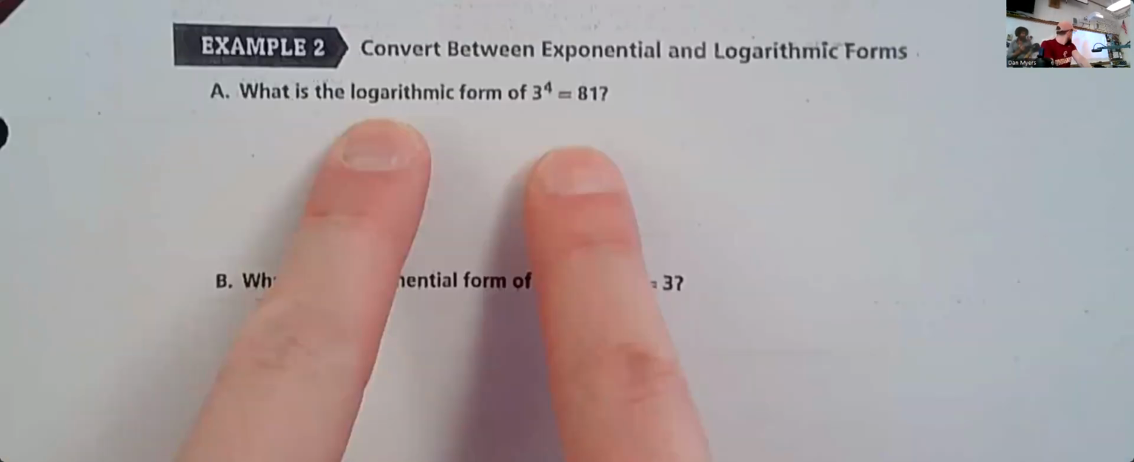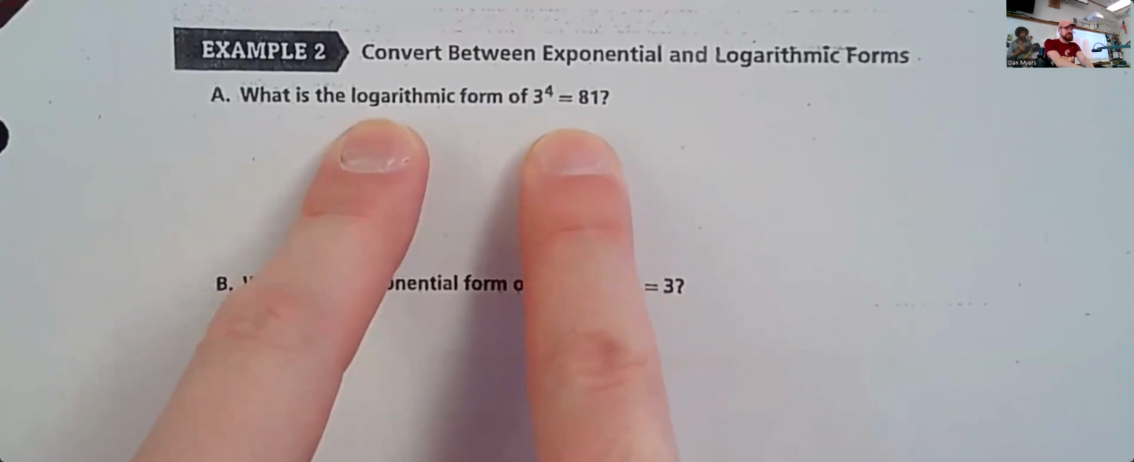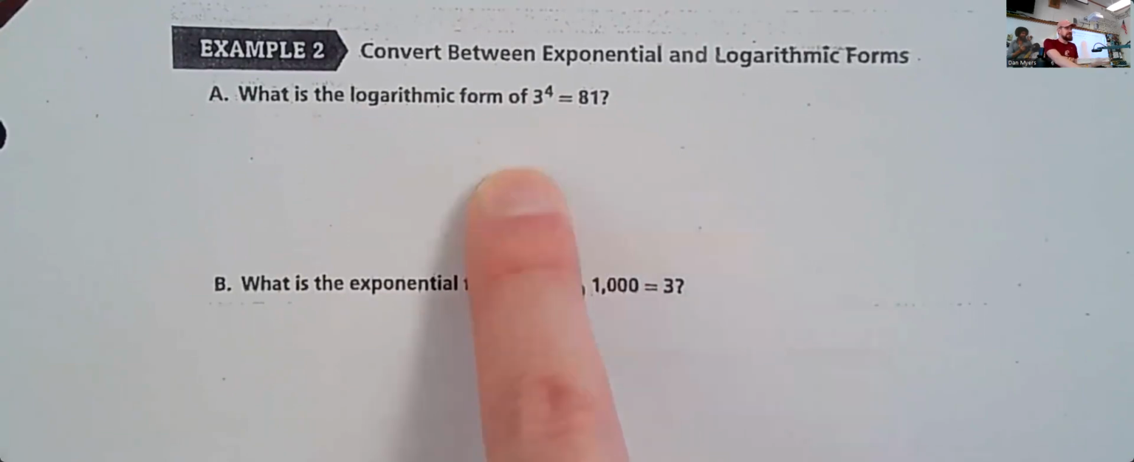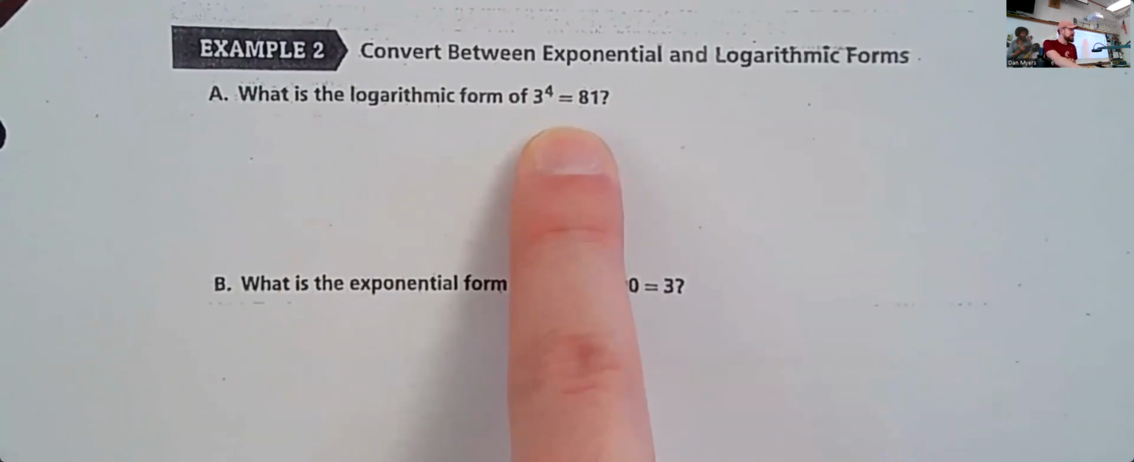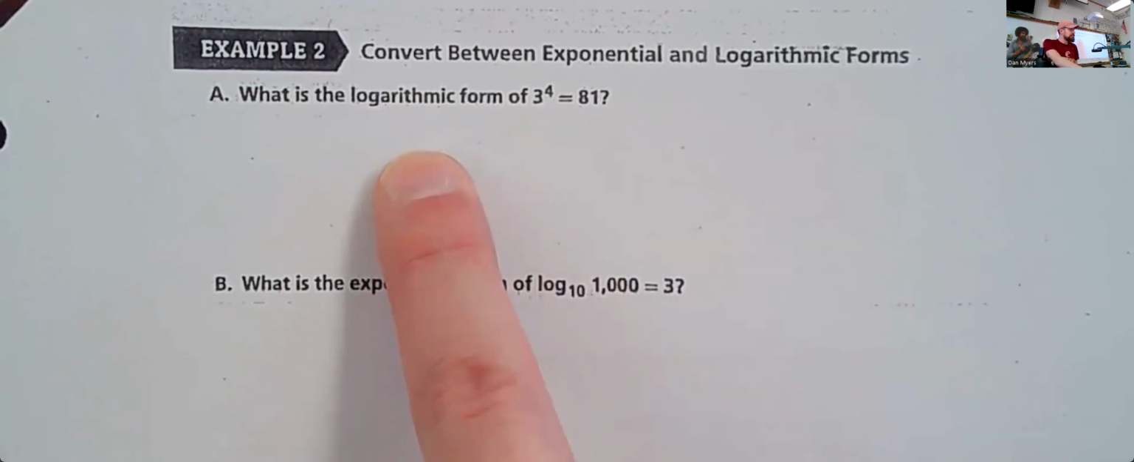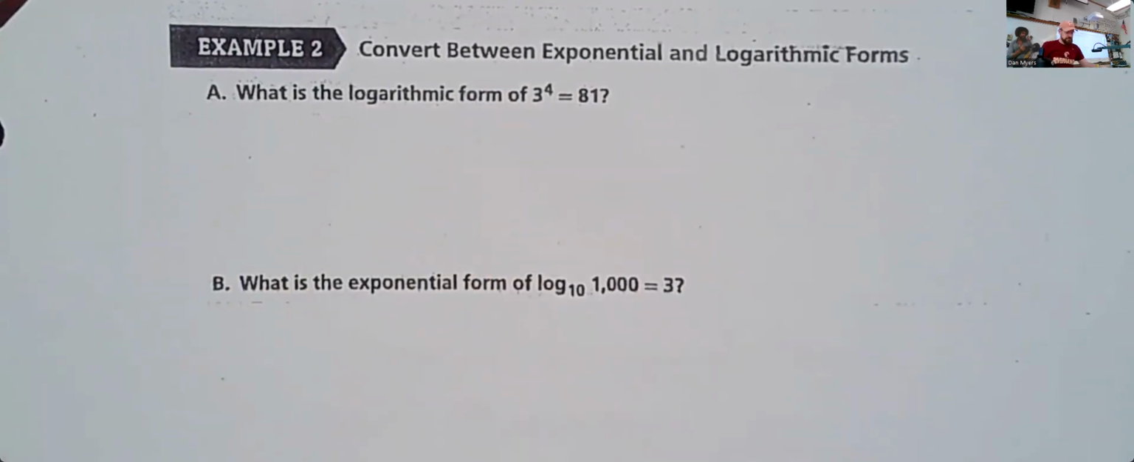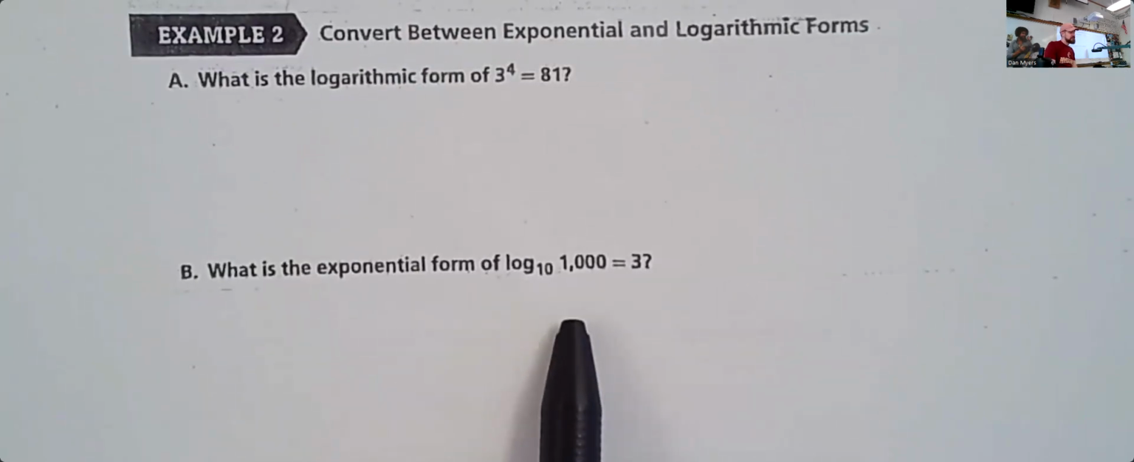Moving on from there, it just asks you to rewrite this particular solved equation. This is already solved for. 3 to the 4th power is 81. 3 times 3 times 3 times 3. It's got everything filled in. It just wants you to rewrite it as a logarithm, as opposed to an exponential equation. Do that with A and B. So you're going from exponential to logarithmic, and then you're going logarithmic to exponential for part B.